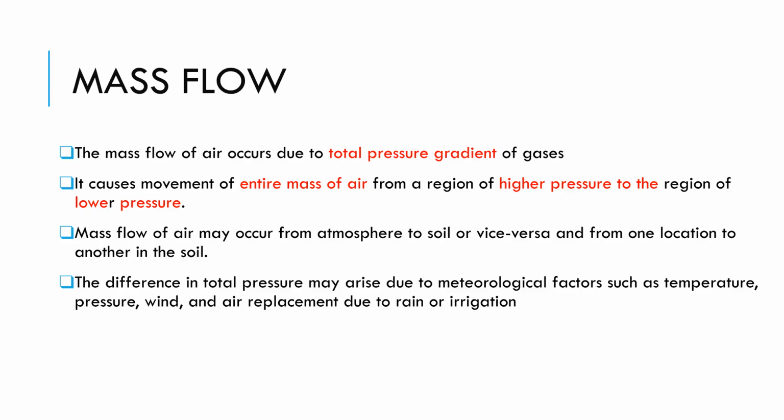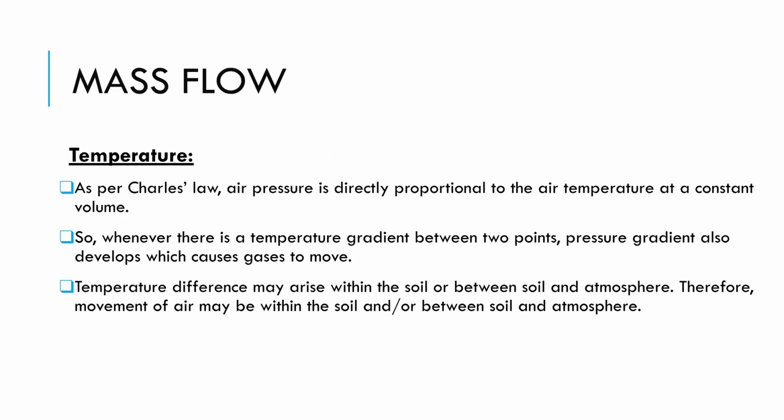Mass flow occurs due to a total pressure gradient, moving the entire mass of air from higher to lower pressure. This can happen from the atmosphere to the soil or vice versa, driven by meteorological factors such as temperature, pressure, wind, rain, or irrigation. Mass flow is influenced by temperature. Temperature gradients, which can arise within the soil or between the soil and atmosphere, create pressure gradients. According to Charles's law, this drives the movement of gases.